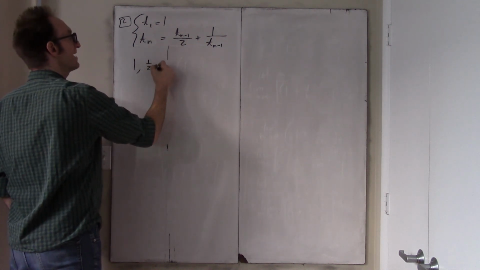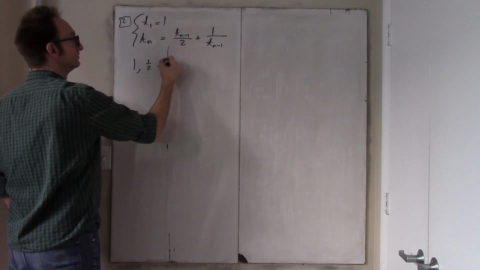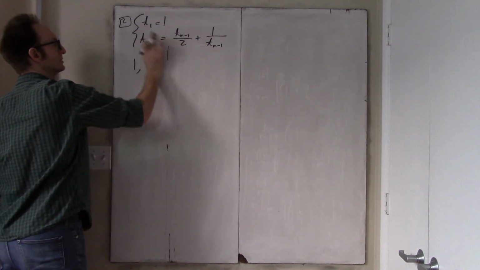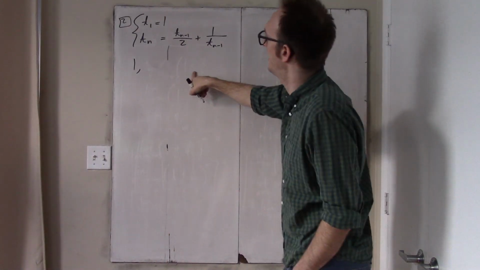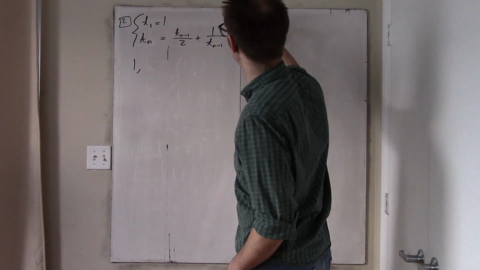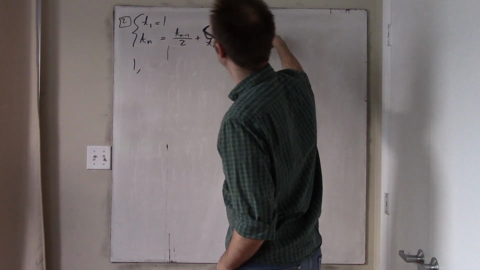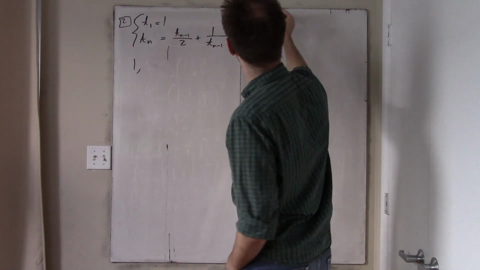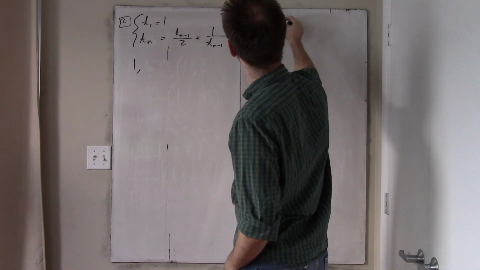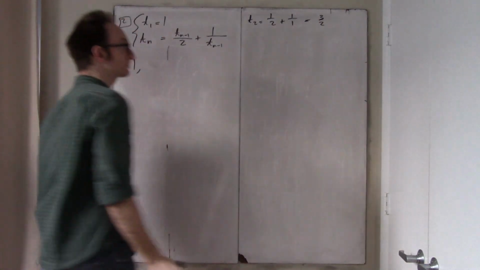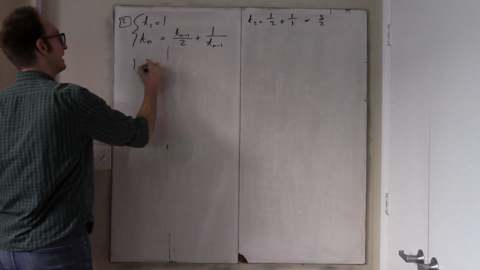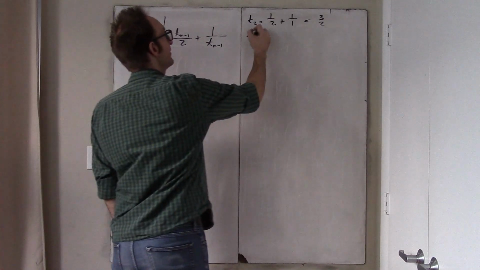Sure. 1/2 plus 1. Maybe I'll do my scratch work over here. So the first term of the sequence is 1. What's T2? T2 is the previous term, which is 1 over 2, plus 1 over the previous term. So that's just 3/2. Okay, great. I can probably get by with some fractions.